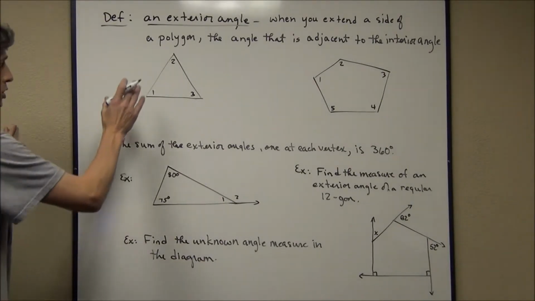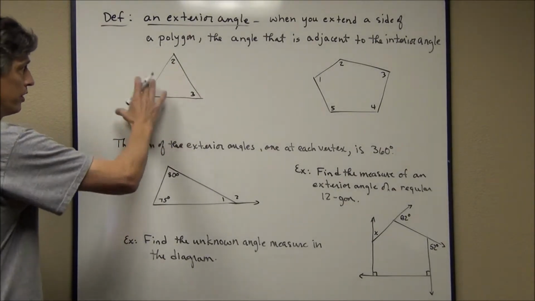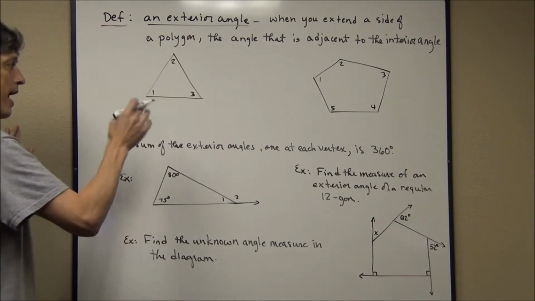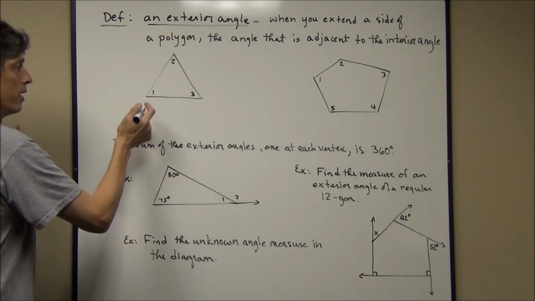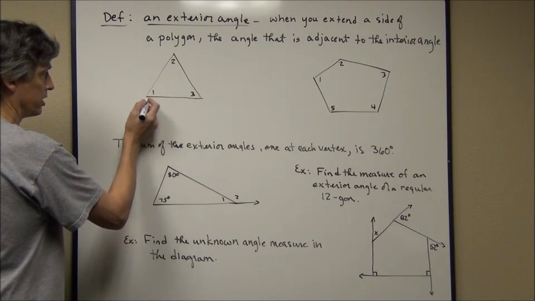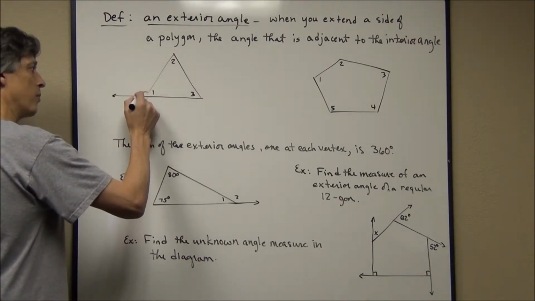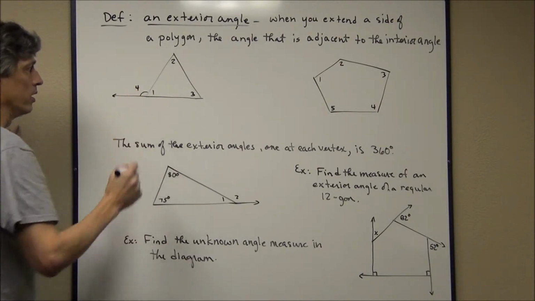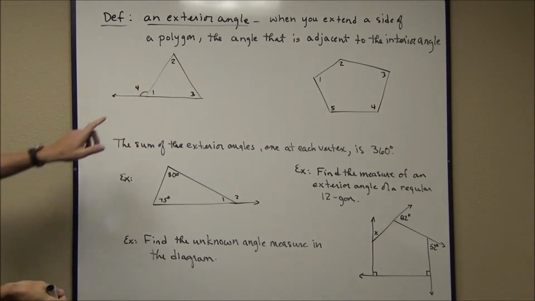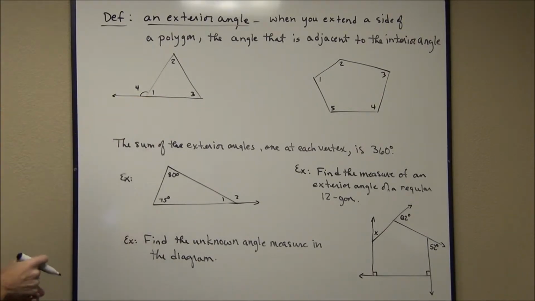What I'm going to do is start off with the triangle and construct an exterior angle to this triangle at vertex or at angle 1. So I have to extend either this side here or this side here. I'll extend this side here at the bottom like this. This angle that's formed right here, which I'm going to call angle 4, is an exterior angle. It is exterior because it's from the extension of the side and it's adjacent to angle 1.